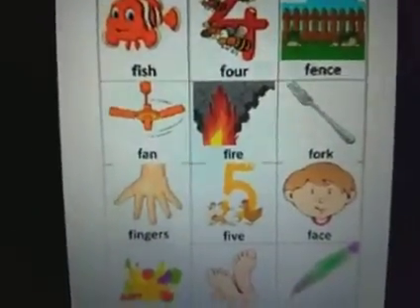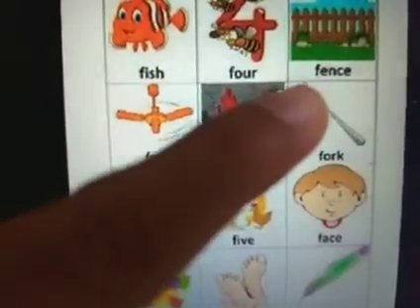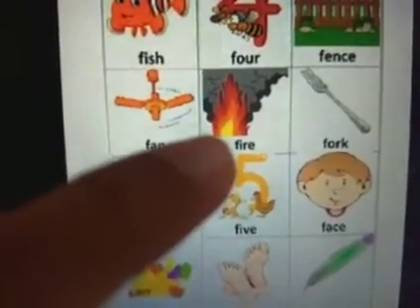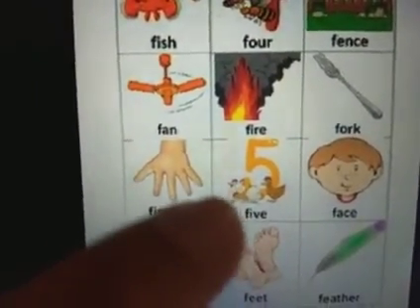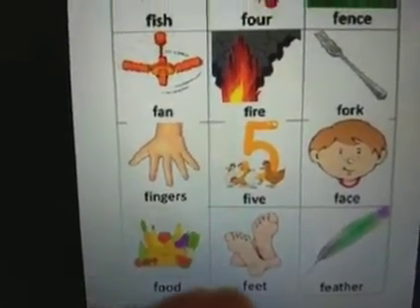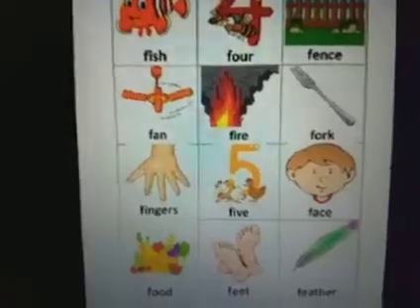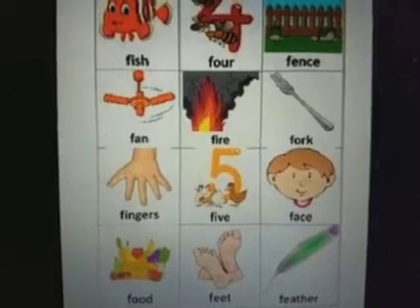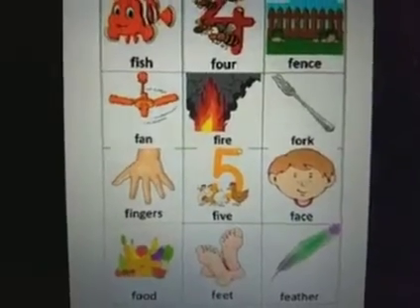Let's have a look again at these words. Fish, four, fence, fan, fire, fork, fingers, five, face, food, feet, feather. All these pictures here began with the sound F. Yes, the letter F, and the sound for this letter F is F.